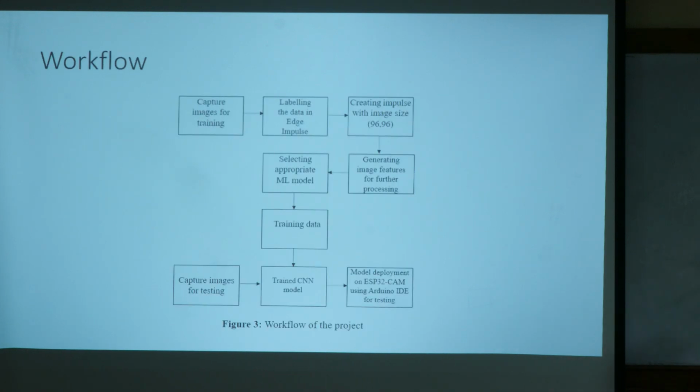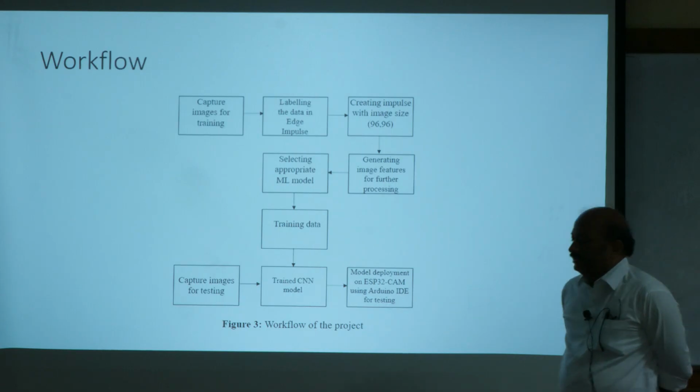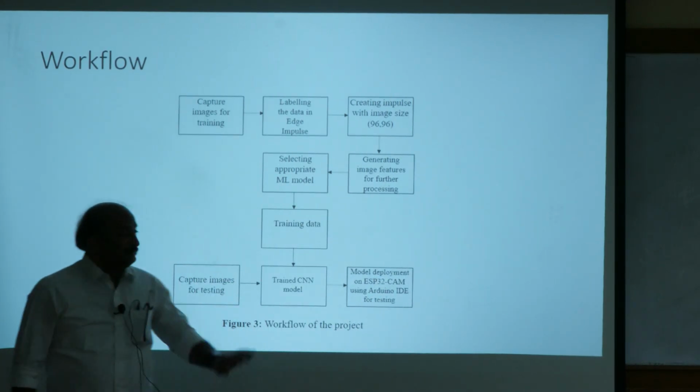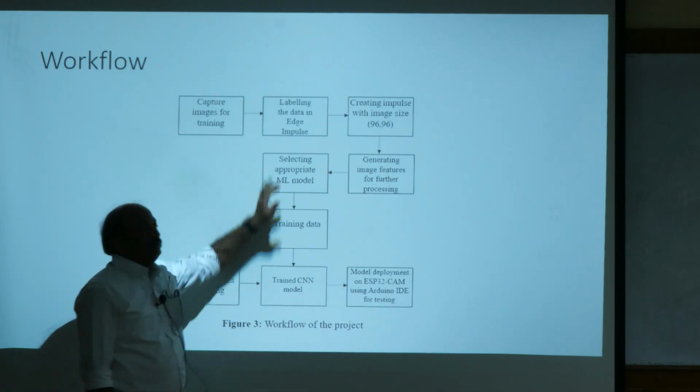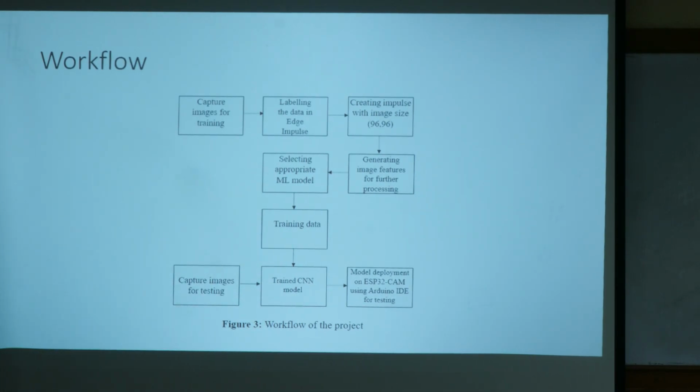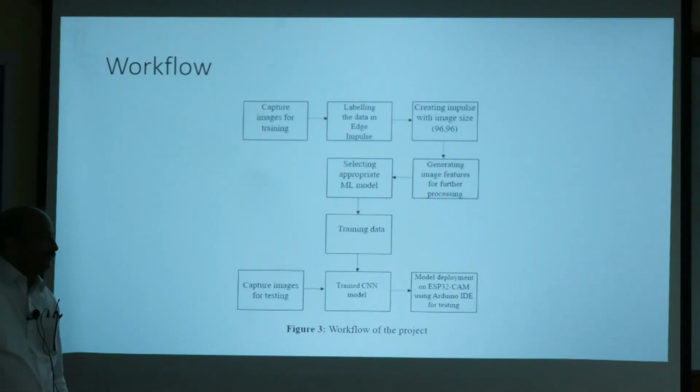Okay, next. So this is the workflow that we are trying to do. First we try to capture the image. And then we try to label the data in Edge Impulse. That is the software platform which we are trying to use, Edge Impulse. And we are trying to create some impulses with the image size. And then we generate the image features for further processing. And we are using some selective ML routines for training the data. And then we use the Arduino and try to capture the images for testing. Right.